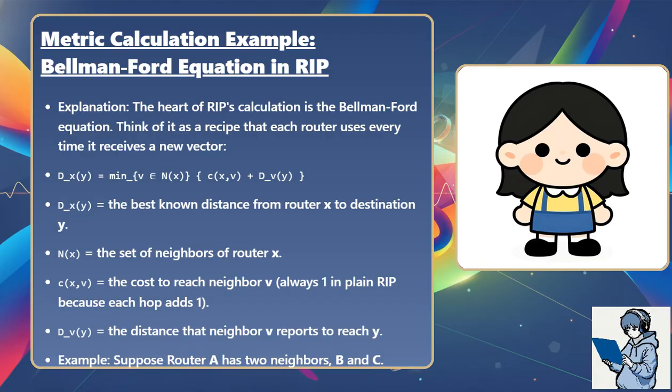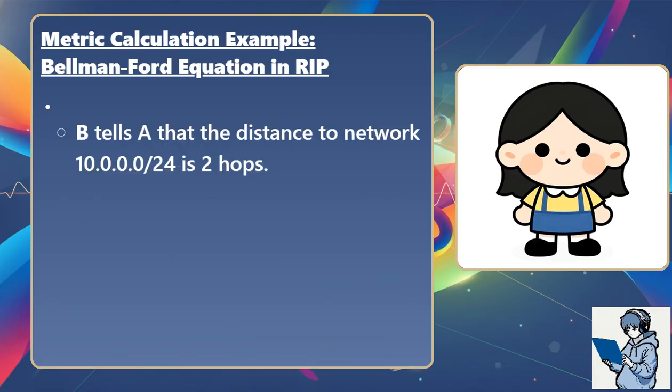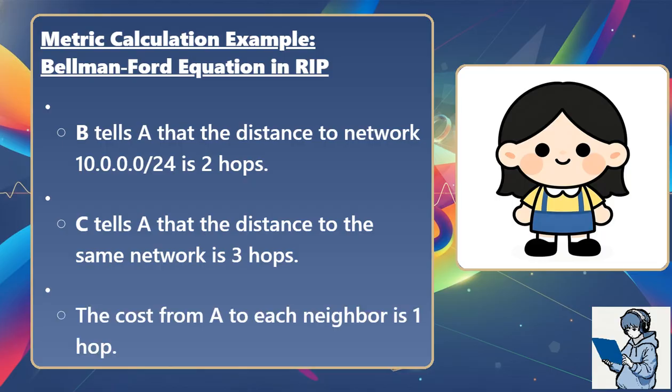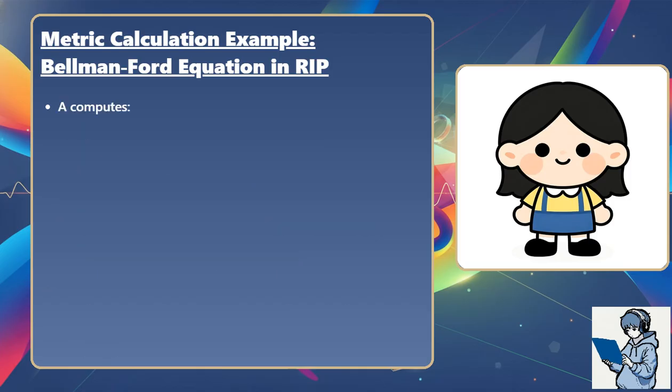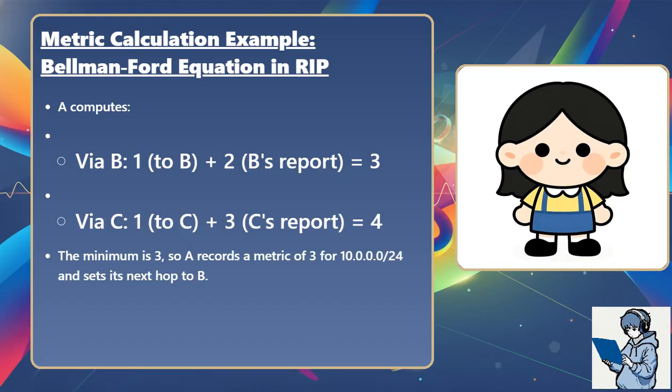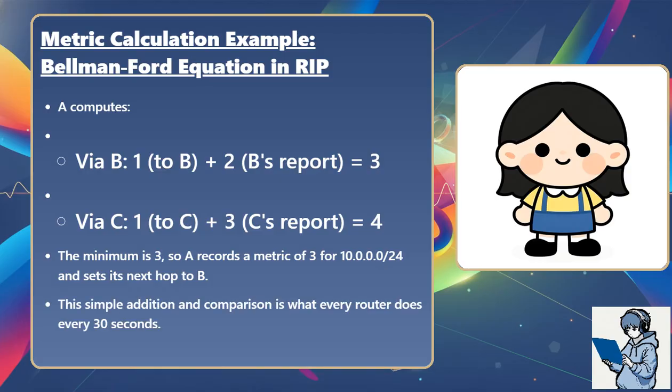Example: suppose router A has 2 neighbors, B and C. B tells A that the distance to network 10.0.0.0/24 is 2 hops. C tells A that the distance to the same network is 3 hops. The cost from A to each neighbor is 1 hop. A computes: via B, 1 to B plus 2 B's report equals 3. Via C, 1 to C plus 3 C's report equals 4. The minimum is 3, so it records a metric of 3 for 10.0.0.0/24 and sets its next hop to B. This simple addition and comparison is what every router does every 30 seconds.